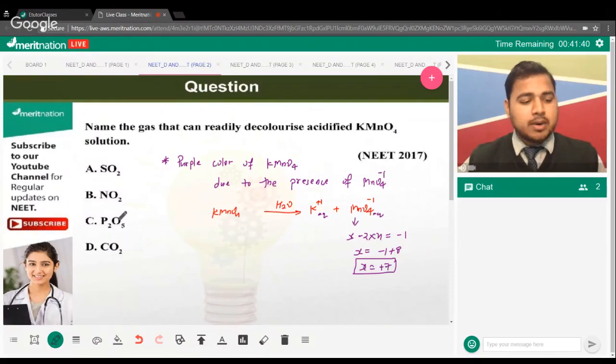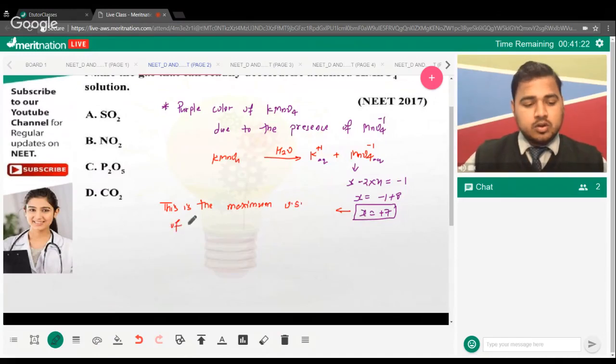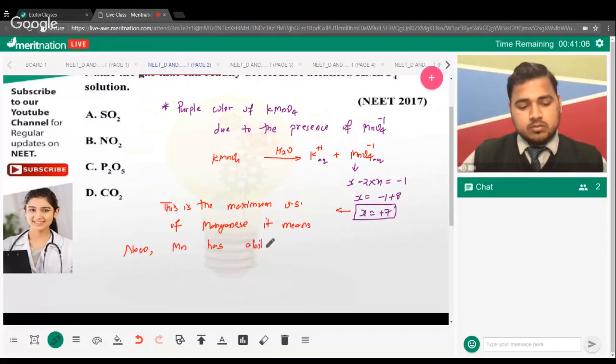Let's figure out all these compounds A, B, C, D. The manganese oxidation state is +7. It means this is the maximum oxidation state of manganese. It means now manganese has the ability only to reduce itself. Hence, it is a very good oxidizing agent.